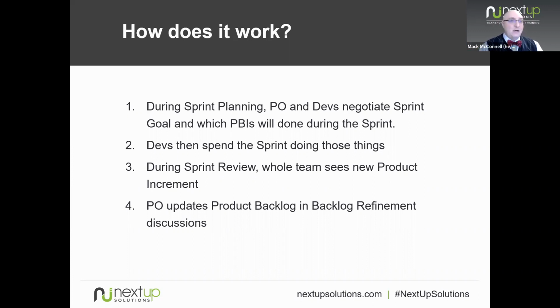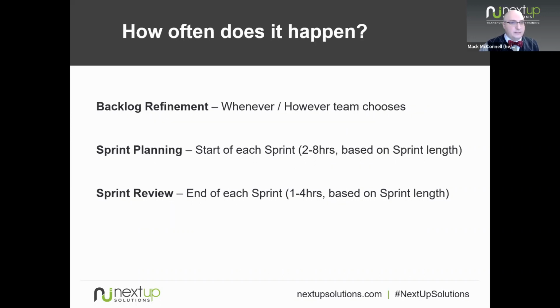So that's how the product loop works, basically. It's orchestrated during backlog refinement, during the first parts of sprint planning, and during the review. In terms of how often that loop happens, it's really kind of every sprint. So backlog refinement is going on more or less whenever it makes sense to the team. We do sprint planning at the start of every sprint.